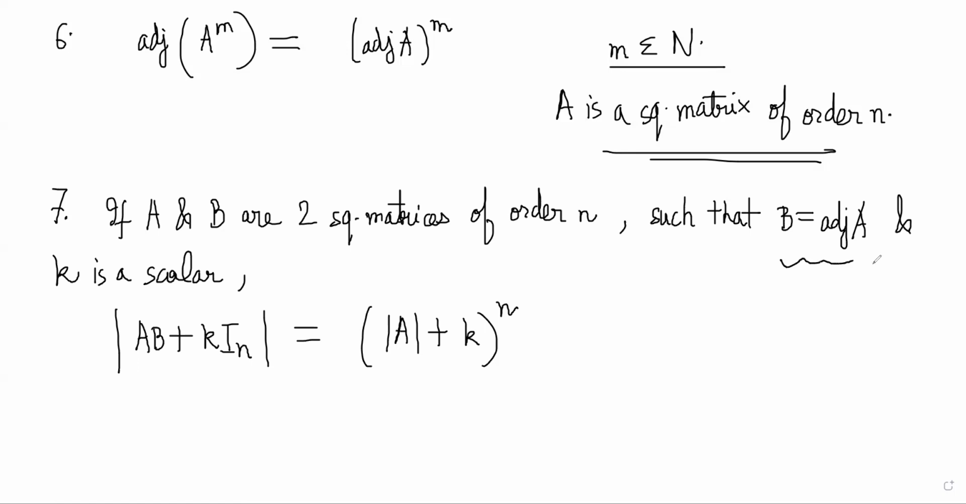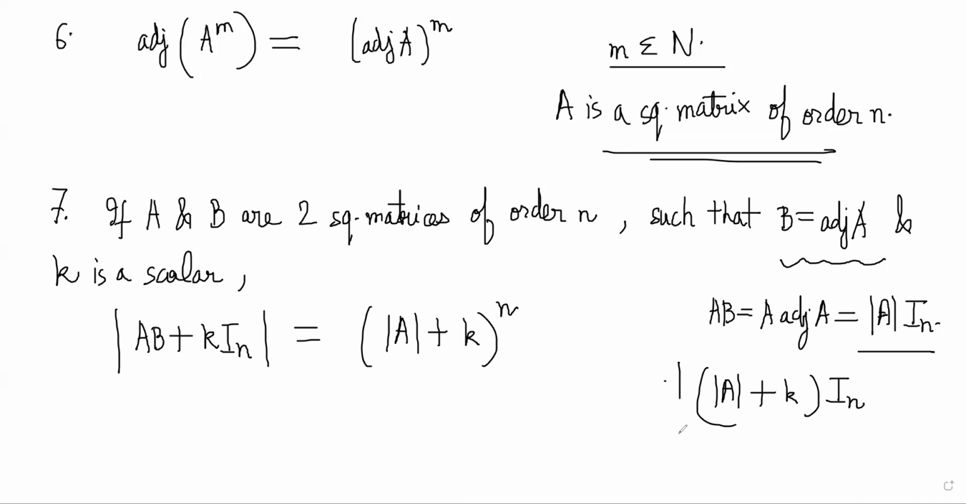So let's prove this. B is adjoint of A. So AB is what? AB is A times adjoint of A, which is det of A times In, right? You can see that this is becoming det of A plus K whole multiplied by In. Inside this bracket, this is what it becomes, right? So this is clearly det of A plus K whole power n. Okay, so this property is not something that you need to remember, but you can see that it is happening, right?